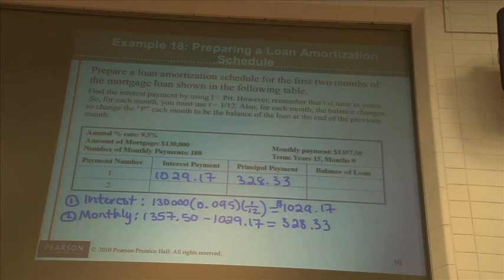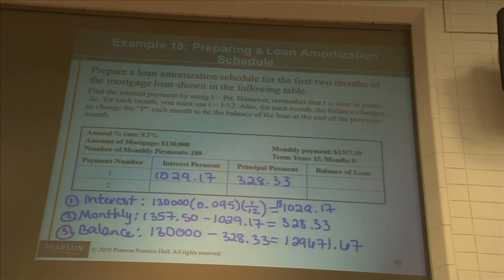For that one, you only subtract the principal. So we take the original $130,000 and you only subtract how much you pay towards the principal. So minus $328.33 gives you $129,671.67.